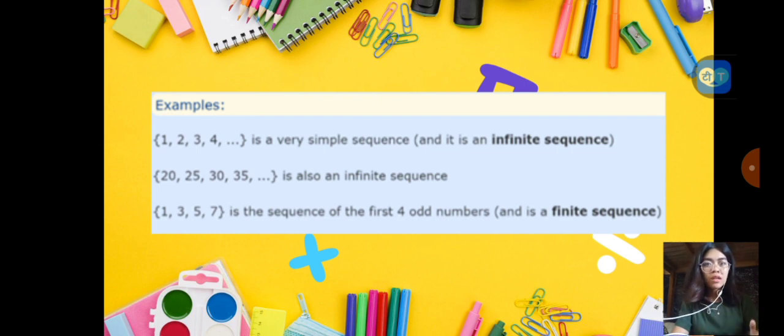It is never ending. And here in the second example, the finite sequence, we already know that the last term identified is 7. So these are the first four odd numbers, and the last one is 7, meaning it is already identified and stated that 7 is the last number in the sequence.